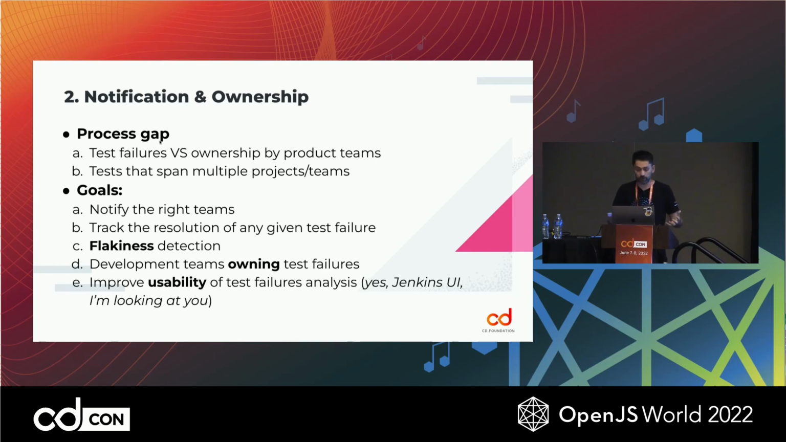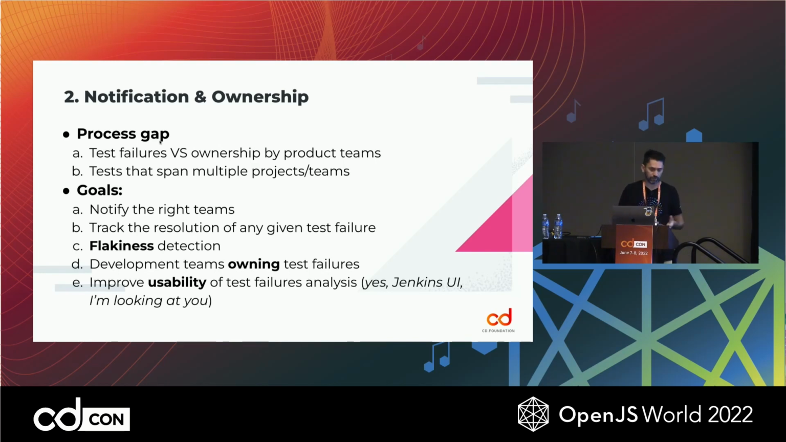Our goals as a team are, let's notify the right teams, because probably we are adding a lot of noise in Slack or by email. Let's notify the right people. We also want to detect flakiness. This is a topic that has been around in many of the talks here, flakiness detection.